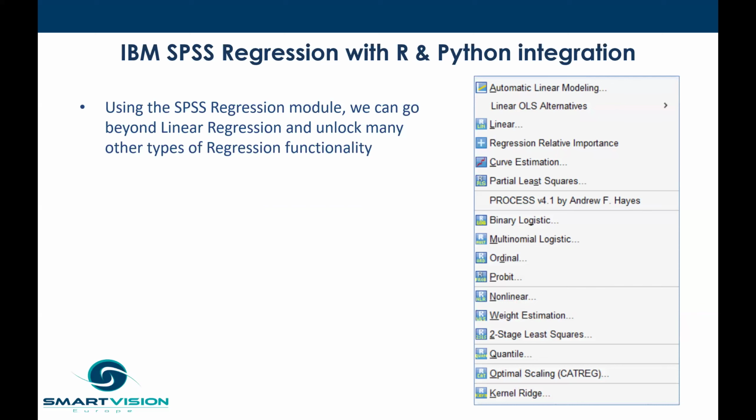If you have the regression module in SPSS, you will get logistic regression plus a number of other types of regression. If you don't have the regression module, you'll always get at least linear regression. So with the regression module, you can go beyond linear regression to unlock many other types of regression functionality.